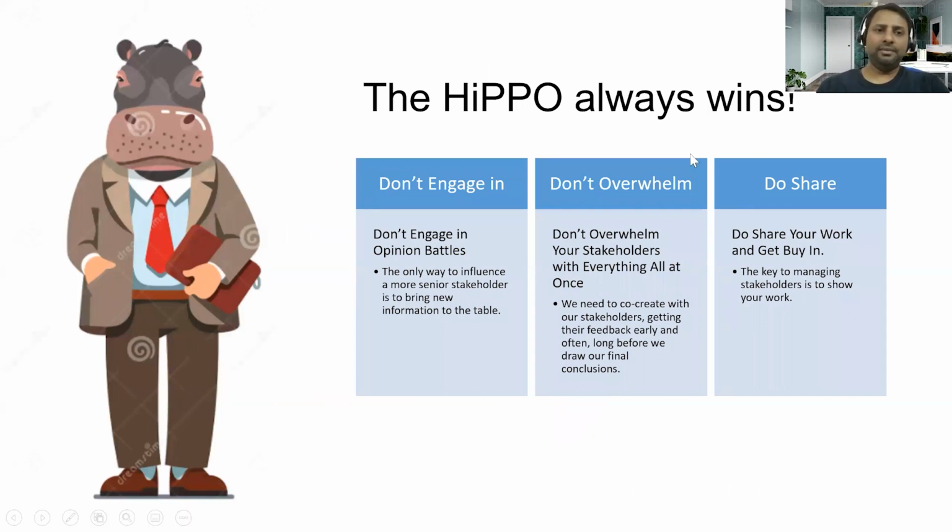There is a Mr. Hippo who always would like to win, and always wins. There is a reason why the Hippo exists. The Hippo stands for the highest paid person's opinion. There's a reason why this Hippo is so common in our industry. Everyone has an opinion about what we should build. It's hard to win the opinion battle with people who are higher in the corporate hierarchy than us.